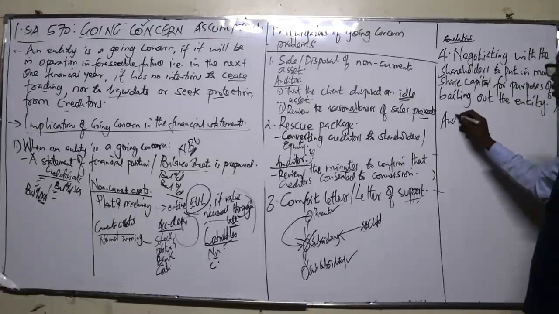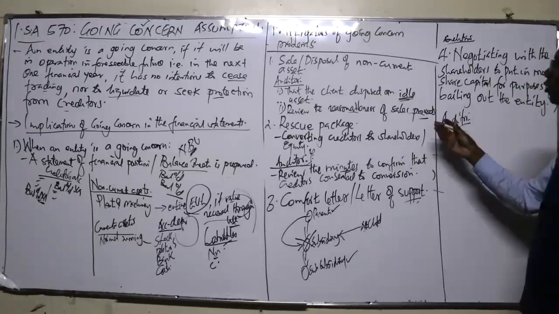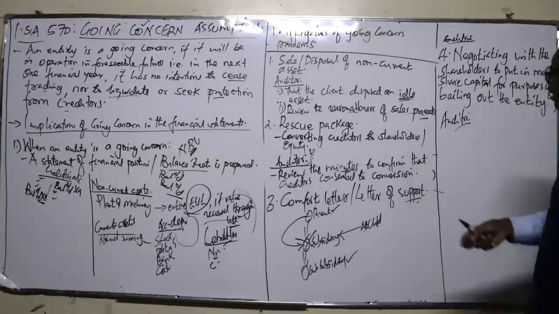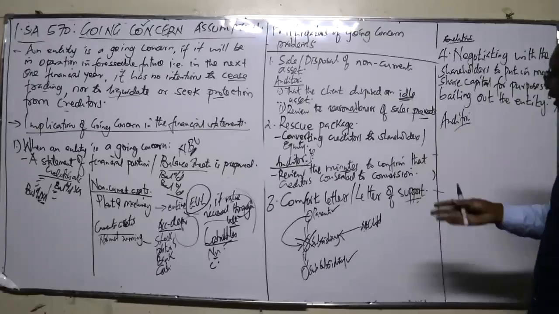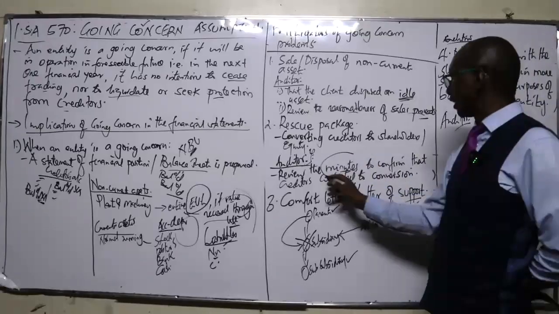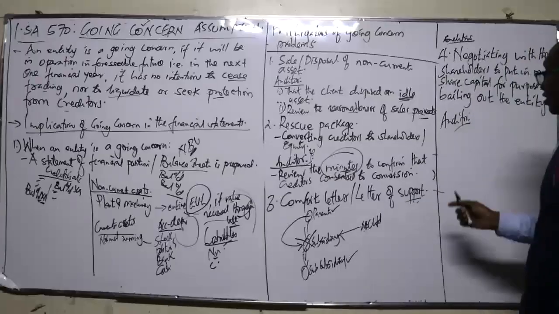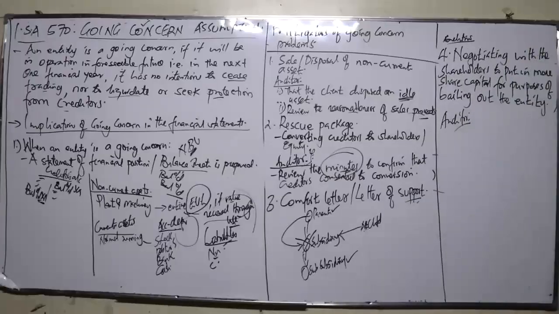What will the auditor be checking here? Basically checking through the minutes, just like in the sale, just like in the rescue package. We need to review the minutes to check that the shareholders agreed to bring in more cash.